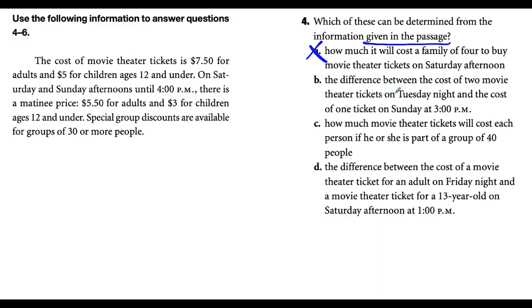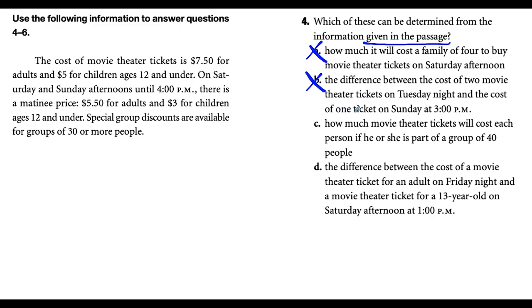So for B, the difference between the cost of two movie theater tickets on Tuesday night and the cost of one ticket on Sunday at 3 p.m. So this one we could also get rid of because, once again, you need to know the age of the people involved. So we can't determine this specific information unless we specifically know what kind of tickets we're purchasing. Is it for adults or is it for kids under 12 or 12 and under?